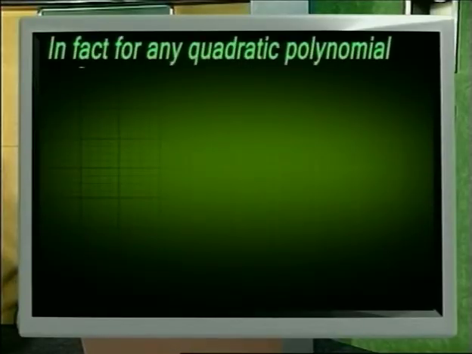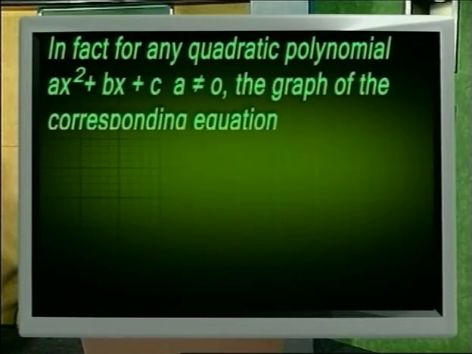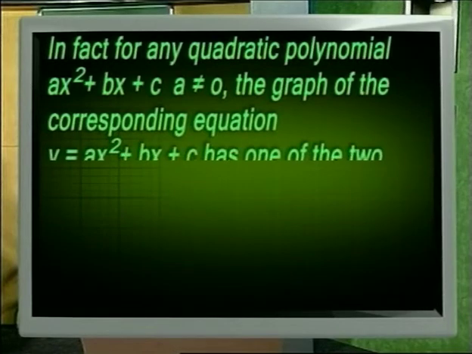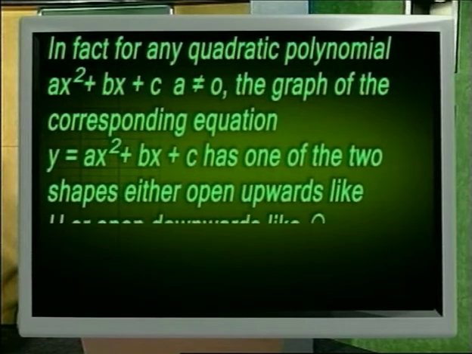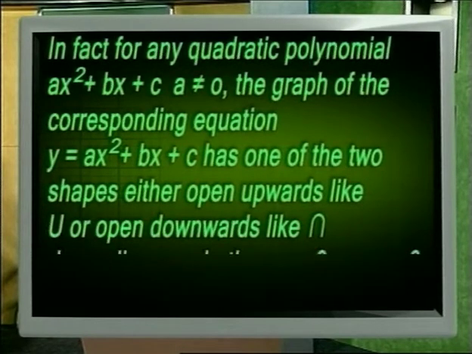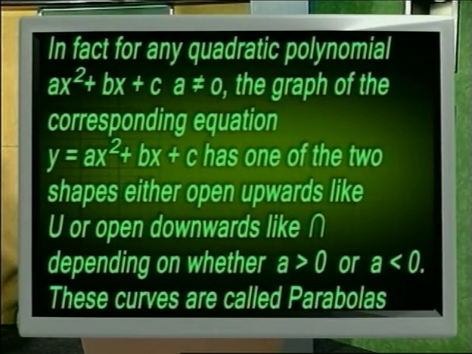In fact, for the quadratic polynomial ax square plus bx plus c, where a is not equal to 0, the graph of the corresponding equation y is equal to ax square plus bx plus c has one of two shapes, either open upwards like U or open downwards like inverted U, depending on whether a is greater than 0 or a is less than 0. These curves are called parabolas.